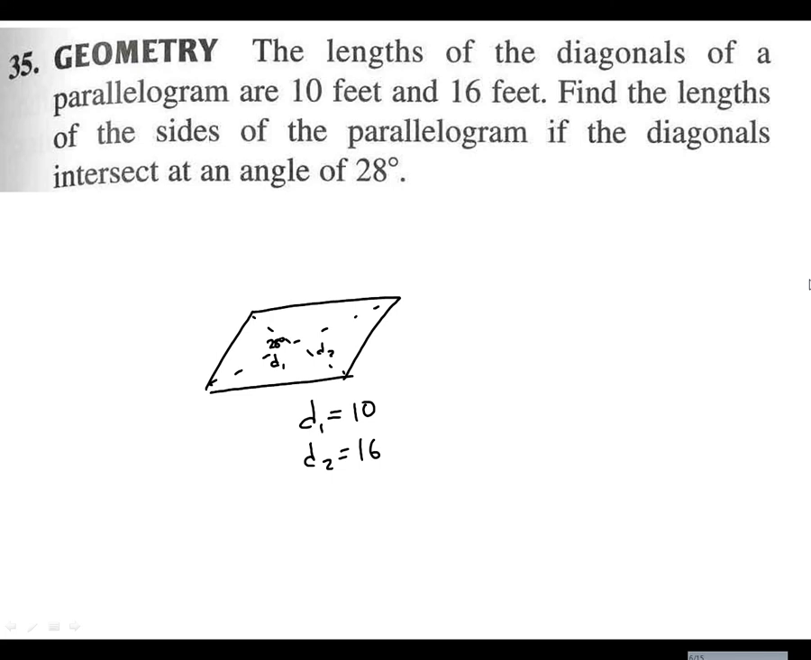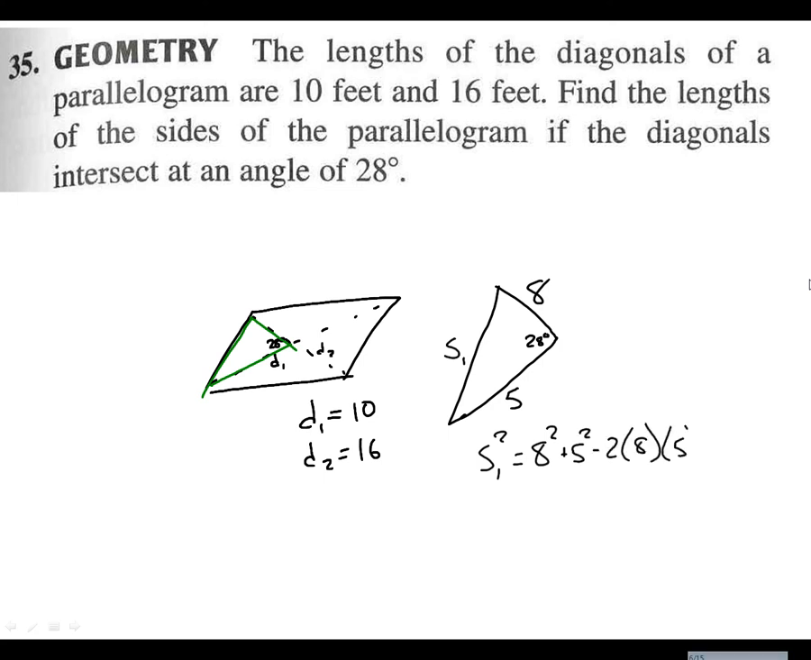Alright, so parallelograms, diagonals do bisect each other. So I'm gonna draw this triangle here. And so what we have there, with an angle of 28 degrees, the side lengths are going to be 5 and 8, half of them. And so let's find the side length here. Side length 1, S1 squared, is going to be 8 squared plus 5 squared minus 2 times 8 times 5 cosine of 28, law of cosines here.